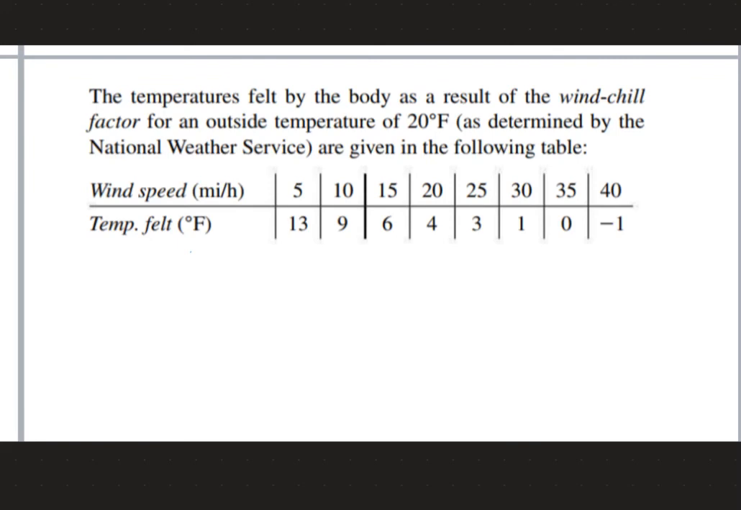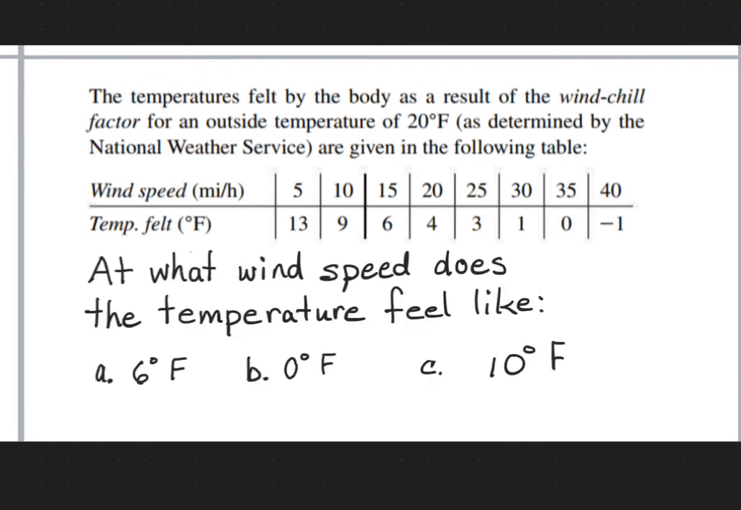Here is a second data set for you to work with. Please graph it and then answer the question, at what wind speed does the temperature feel like, and do that for the 3 instances I have there: 6 degrees Fahrenheit, 0 degrees Fahrenheit, and 10 degrees Fahrenheit. Here's a hint. You're going to have to interpolate for one of them.